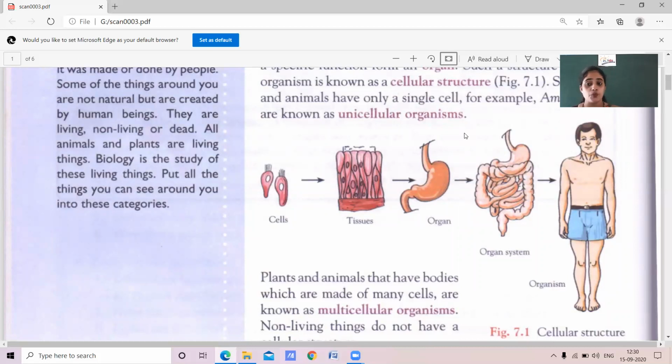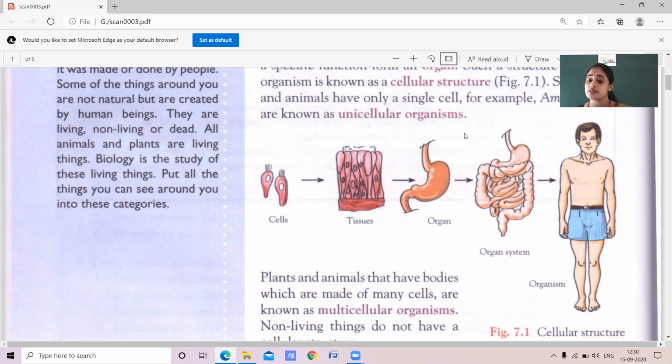According to this, we classified the living forms into two groups: unicellular and multicellular. Unicellular is made up of a single cell, which means the body is made up of only one cell. Examples are amoeba and some groups of bacteria. The next is multicellular. Do we belong to the multicellular group? Yes, our body is made up of a number of cells.